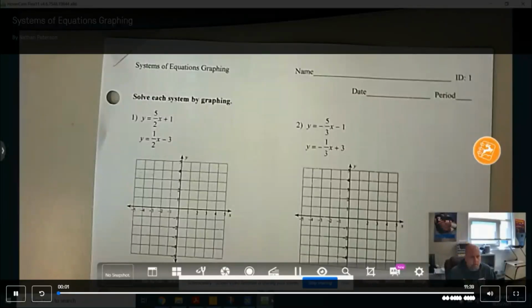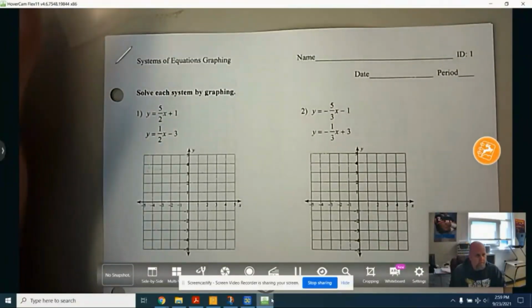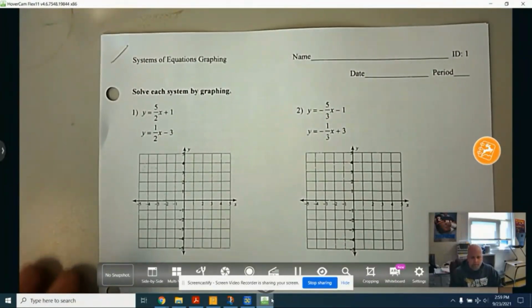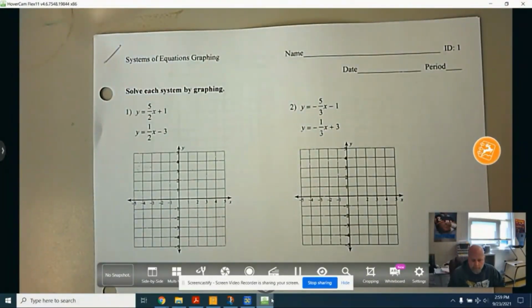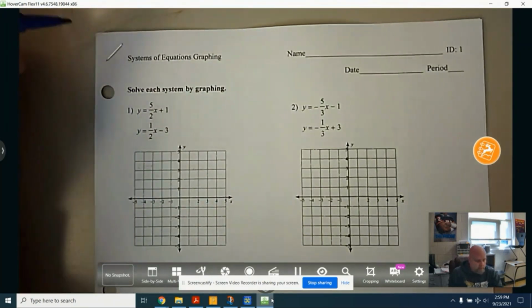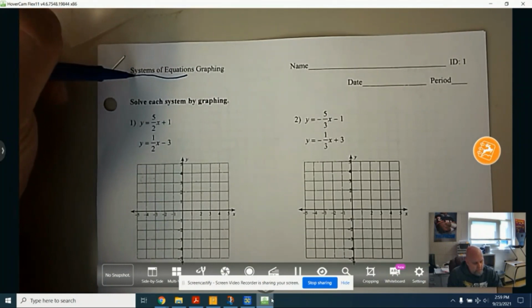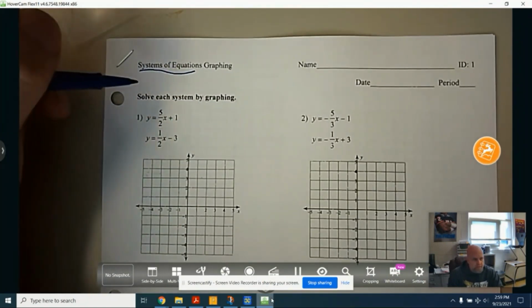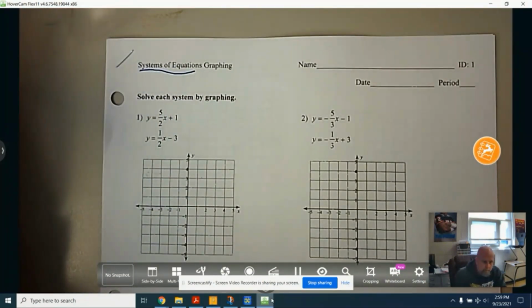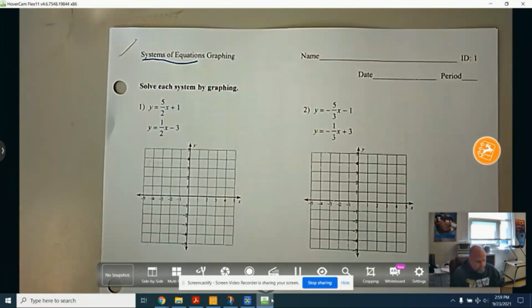All right, for today's notes, we need this sheet that says Systems of Equations Graphing. Today should be pretty short and sweet. What we're going to talk about is graphing multiple linear equations on the same coordinate grid. When we have more than one linear equation graphed on the same grid, that's where systems of equations come from. Systems just refers to two or more equations graphed on the same grid.